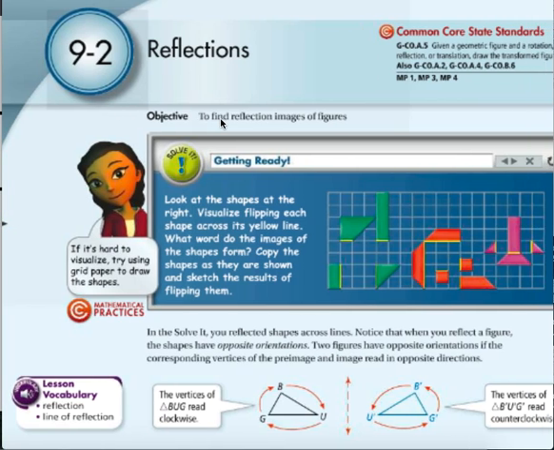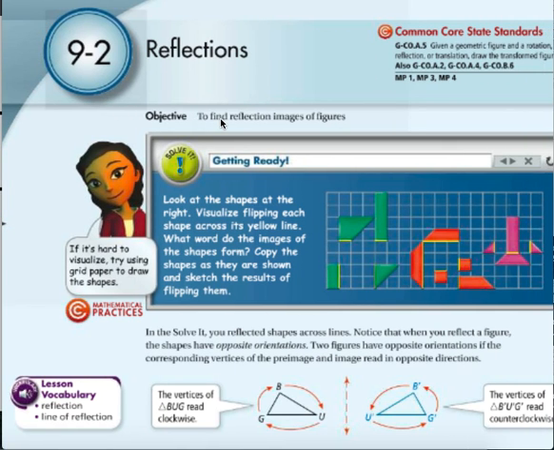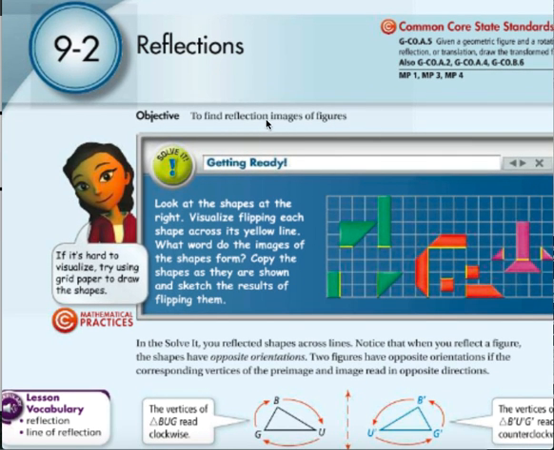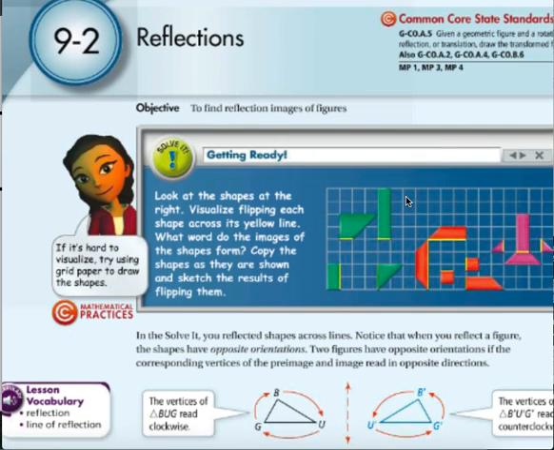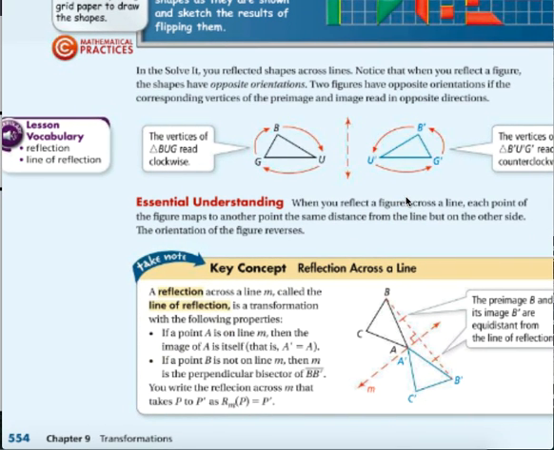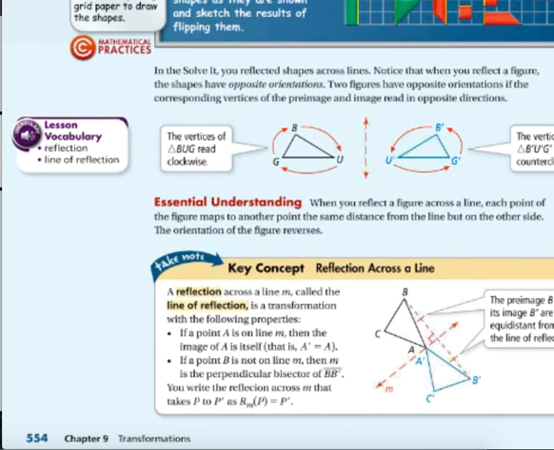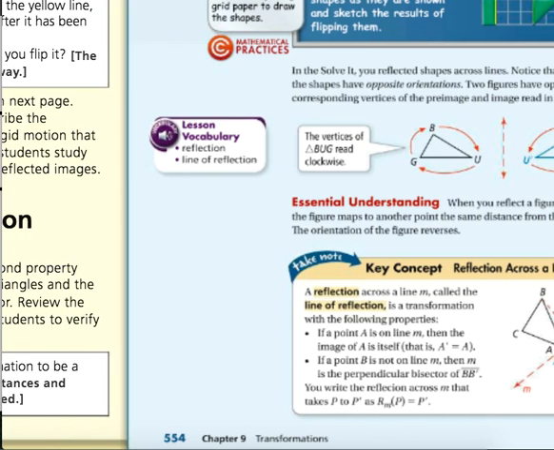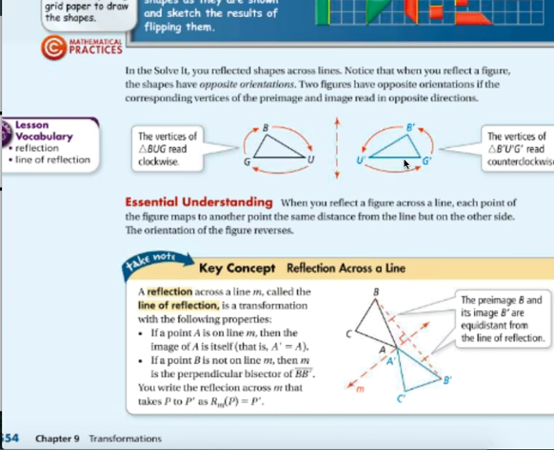In 9.2, this is after learning about translations, where we were just moving shapes along. The objective of this section, believe it or not, is to find reflection images of figures. With the example seen here, this is a little tricky because you might think of reflection like I'm looking into a mirror, and in a way you are, and in a way that's totally what's going on here.